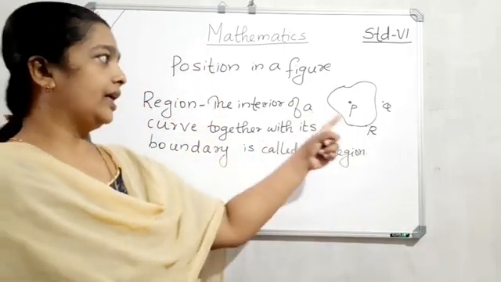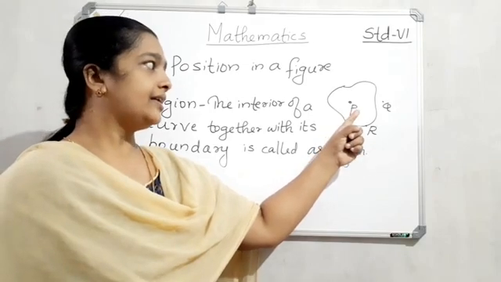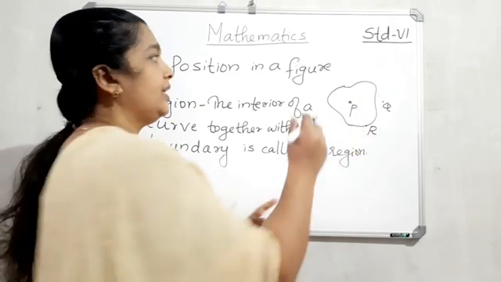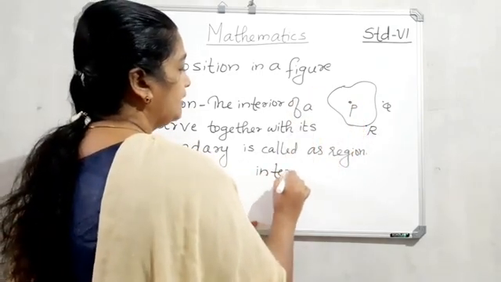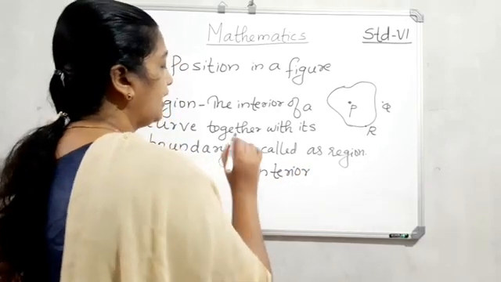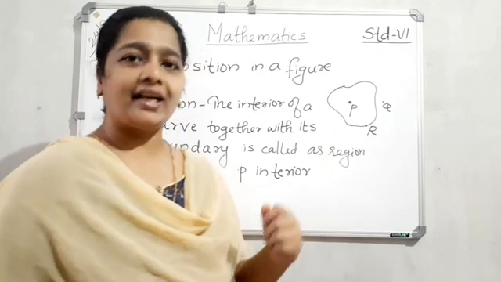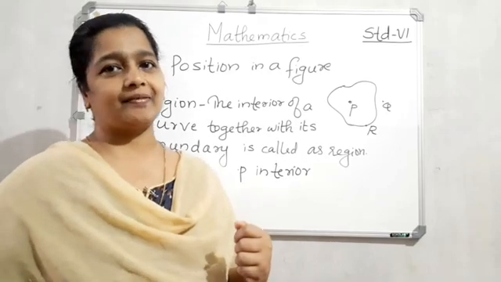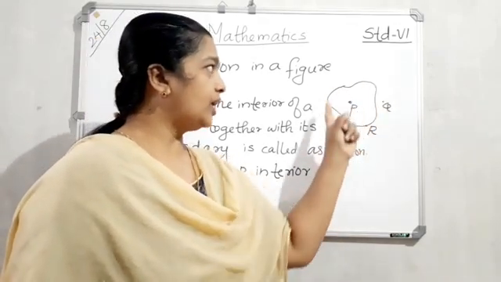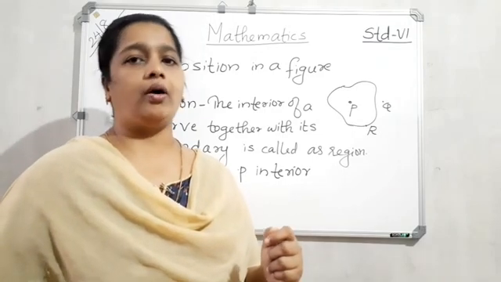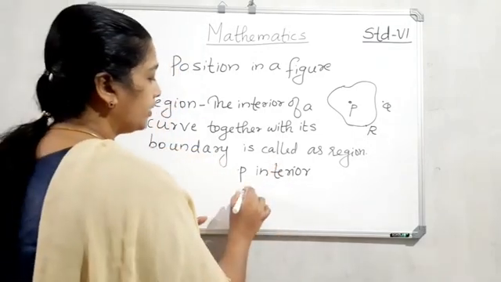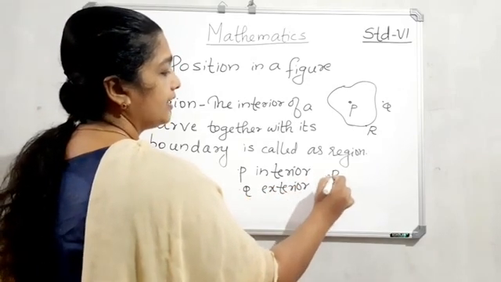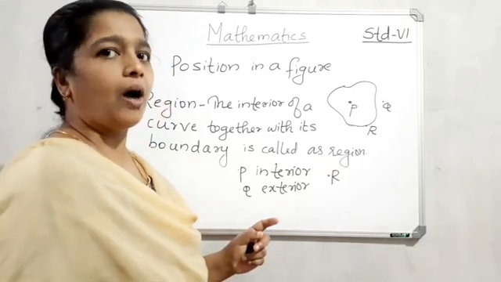So from the figure, the point that is inside is known as the interior portion. So point P is in the interior. Then point Q, where? Anybody can say? Yes, outside. That is known as the exterior. And this portion, the boundary of the figure, that is on. So point Q is in the exterior, and point R is on the figure, or boundary.